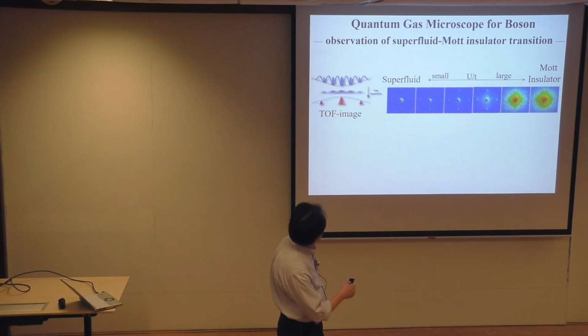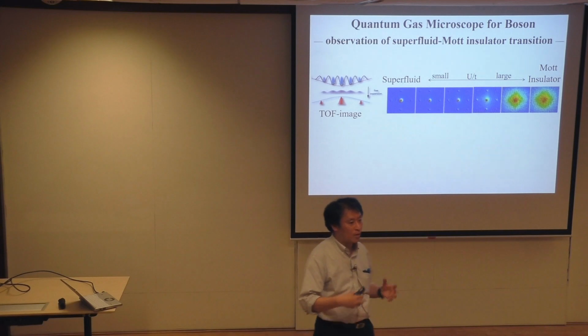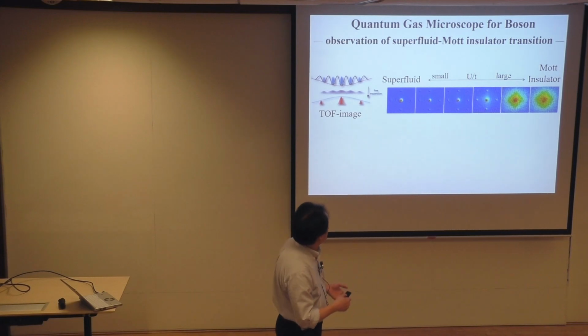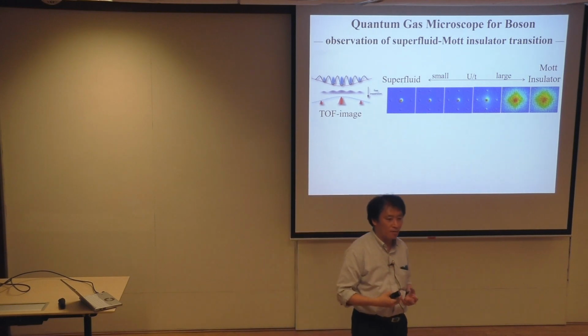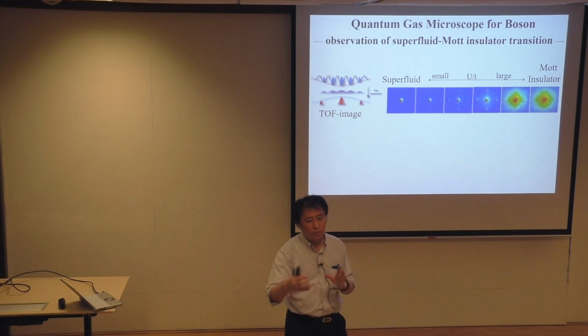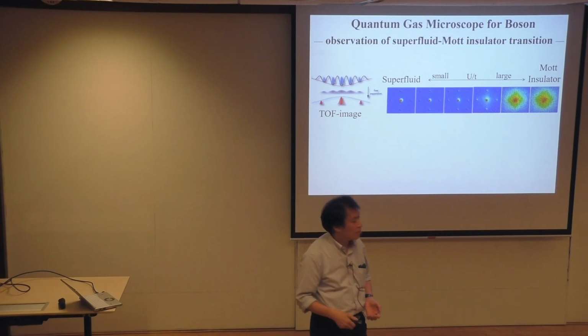At small U over t, we expect the formation of the superfluid state of the atoms in the optical lattice. At large U over t, the interaction plays an important role in localizing the atoms due to the repulsive interaction. Such a state is called the Mott insulator state.